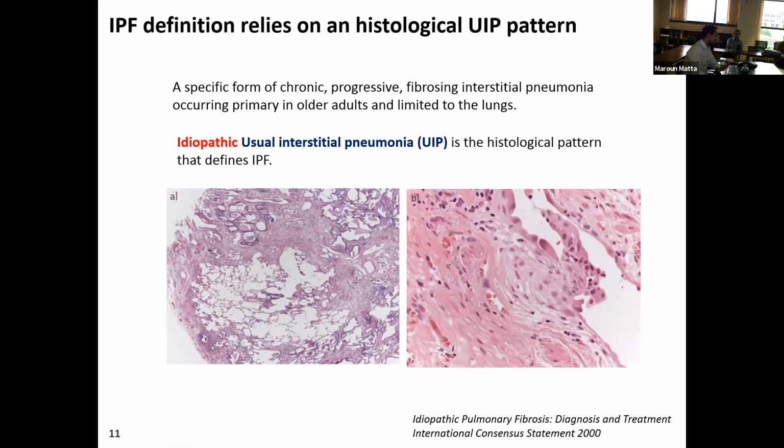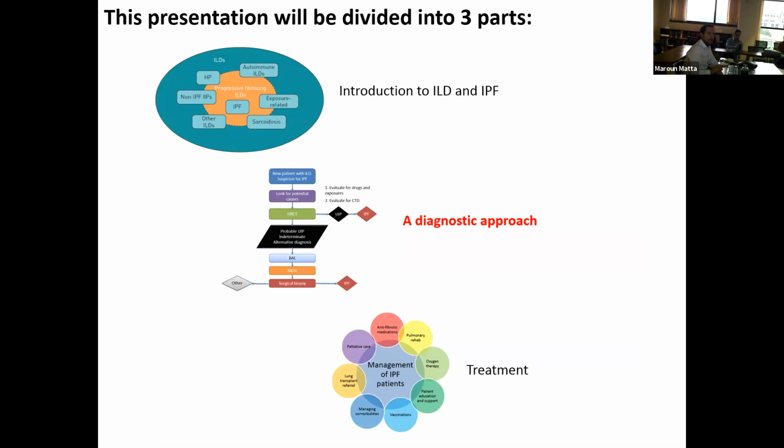And this is different than other ILDs. So this is spatial, temporal, architectural distortion. And these are the fibroblastic foci that you were mentioning. Any questions about this before we talk about how to get to whether they are IPF or not through the previous systematic approach?